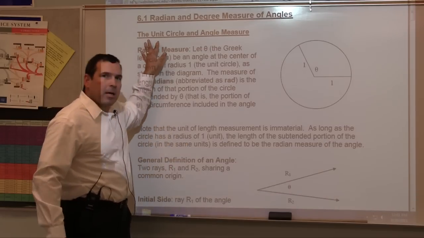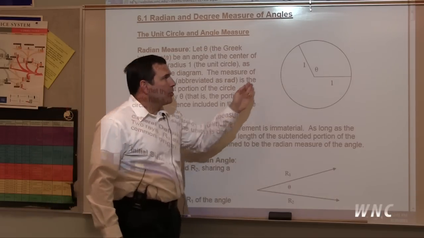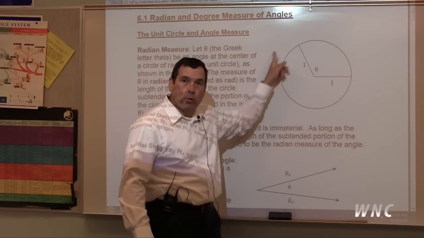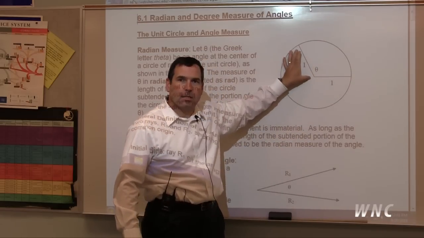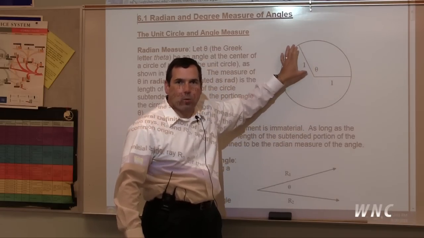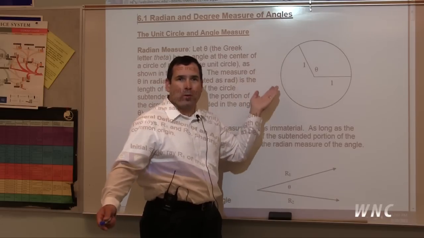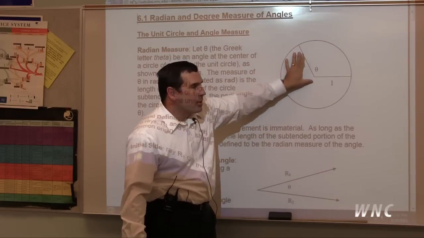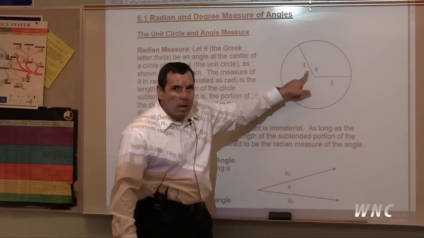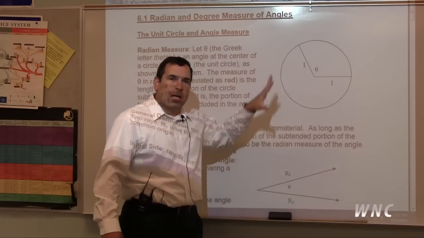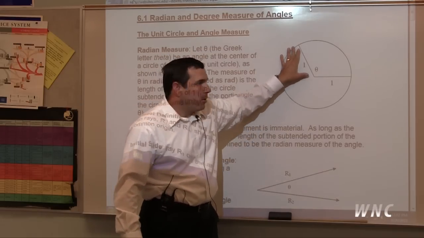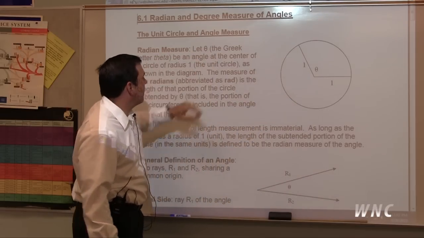So the first thing to talk about is the unit circle. Now a unit circle is a circle with a single unit as the radius. The radius is 1. Could be 1 inch, could be 1 foot, could be a mile, could be 1 centimeter. But the point is it's just 1 unit. And that's what we're going to be talking about here and comparing these or developing these concepts.